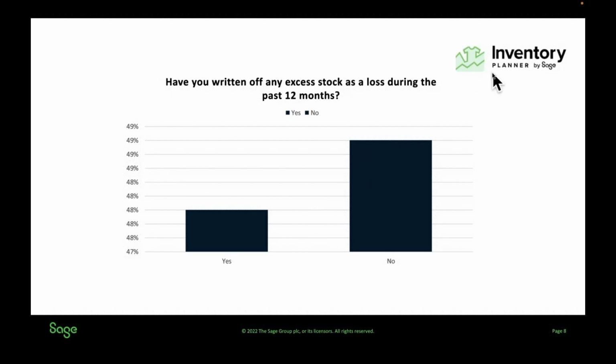Now, it's not all bad news, right? That's why we're here, Inventory Planner by Sage. So we're going to get into the solution here in a minute. But the idea is there's a lot of challenges in the retail space, mostly around inventory, which directly can relate to cash flow issues, and that's ultimately what we're here to solve.